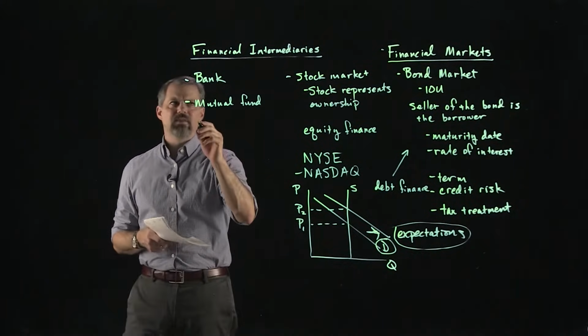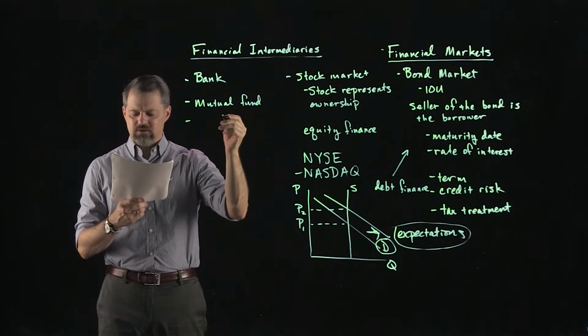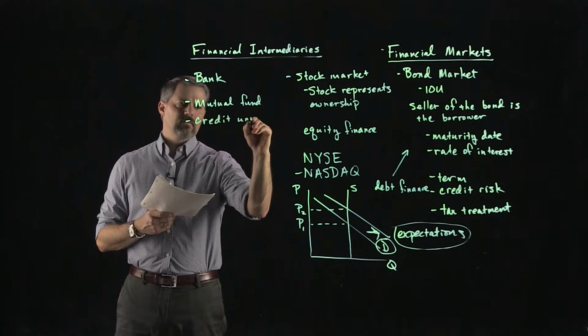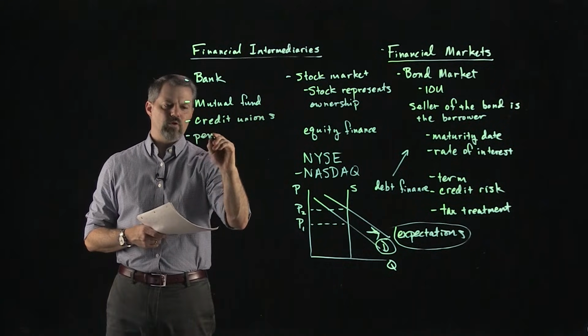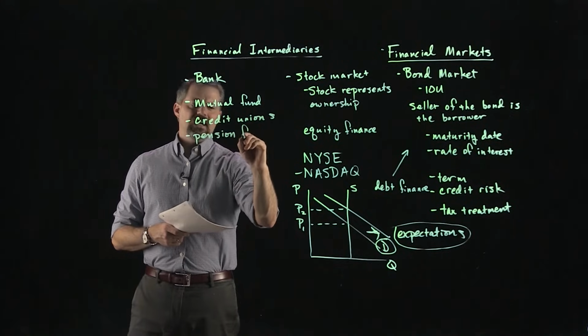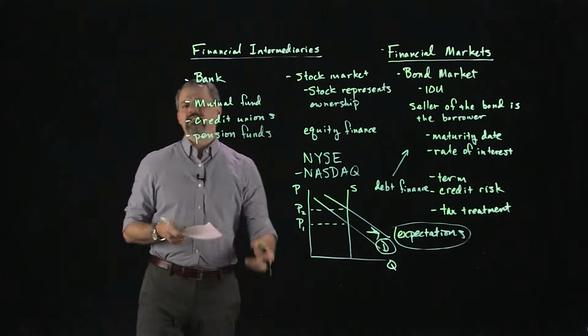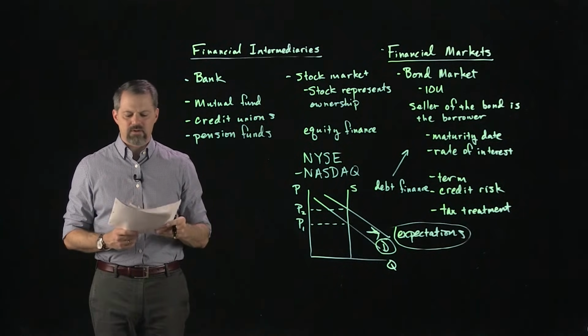There are other types of financial intermediaries that we could think about, other types of institutions like credit unions. We could think about, say, pension funds. There are a variety of them. But the idea with all of these financial intermediaries is that there's some institution in the middle that's bringing together the borrower and the saver.